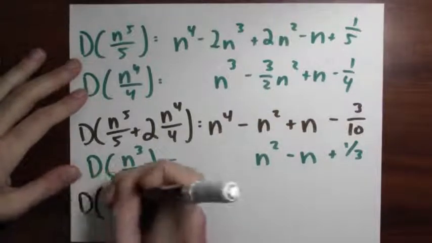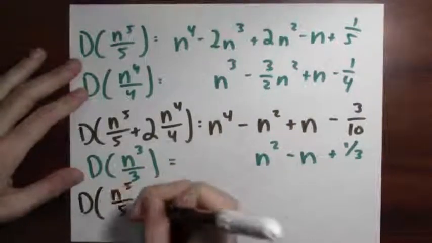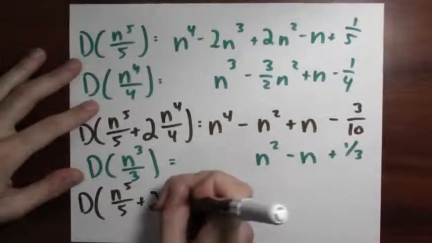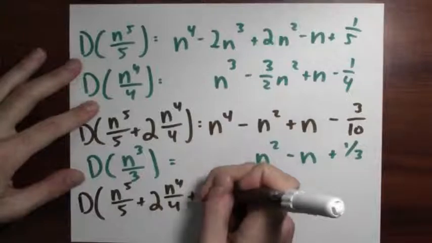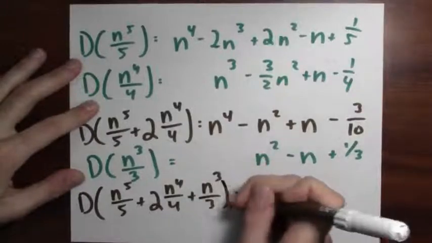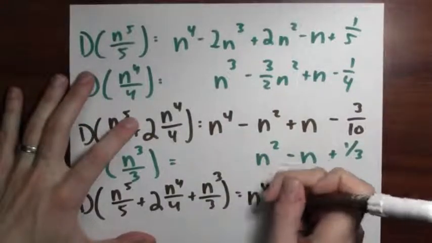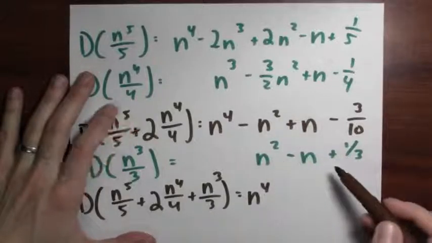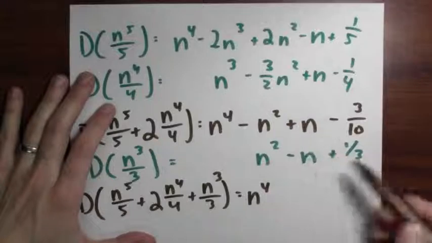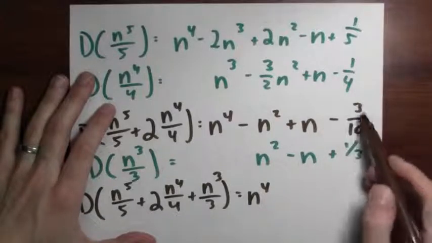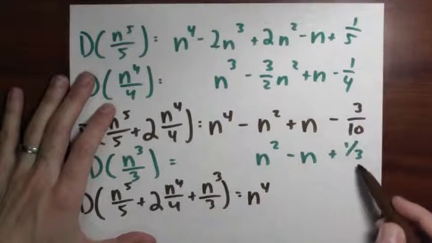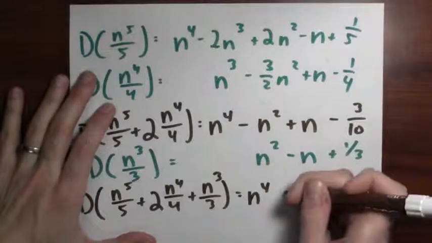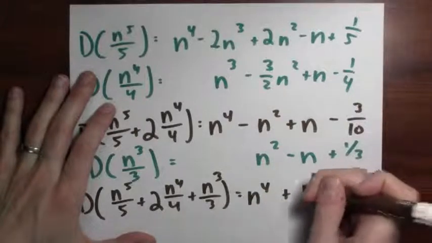So I'm going to look at the differences of n to the 5th over 5 plus 2 copies of n to the 4th over 4 plus n cubed over 3. And I'm left with an n to the 4th. No more n squared anymore. The plus n minus n also cancels. And then I've got minus 3/10 plus a third. And that ends up being plus 1/30.